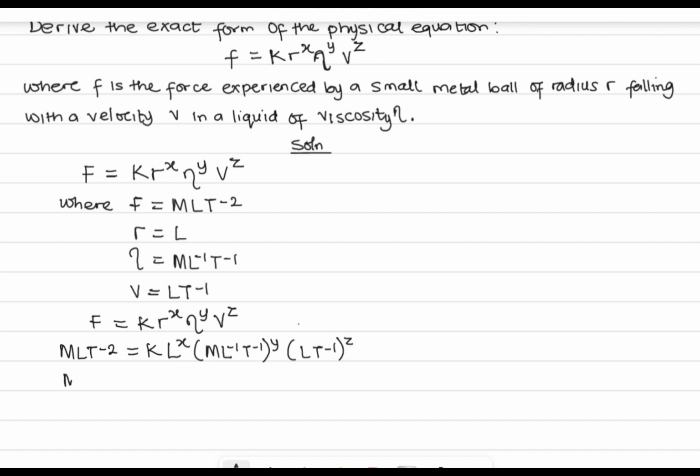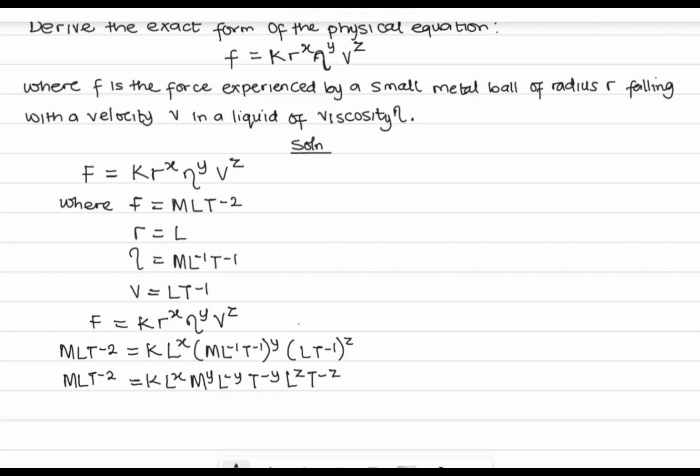Simplifying further, on the left hand side we have MLT^-2, but on the right hand side we have K L raised to power x, M raised to power y, L raised to power minus y, because minus 1 times y will give us minus y, and then T raised to power minus 1 times y gives us T raised to power minus y, and then we have L raised to power z, and then T raised to power minus z.